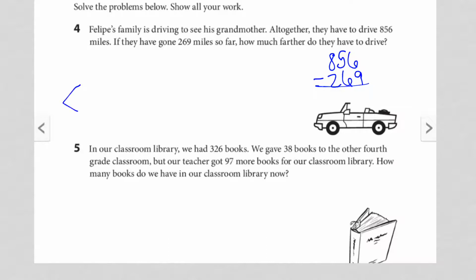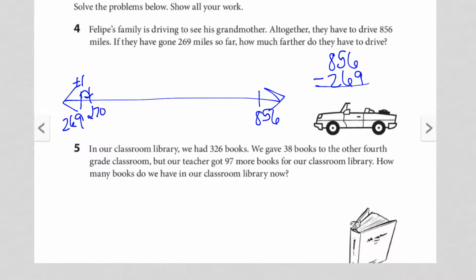Since we have yet to really talk about subtraction, what I'm thinking they want our children to do is a number line, and start at 269, and we're going to end at 856. And we have to figure out how much more we need to go in order to get there. They're getting really good at number lines and doing the easy numbers. So we're going to add 1 to get to 270. Then let's add 30 to get to 300. Then we're going to do this big jump all the way over here where we add 500. That's going to get us to 800. And then we have 56 left.